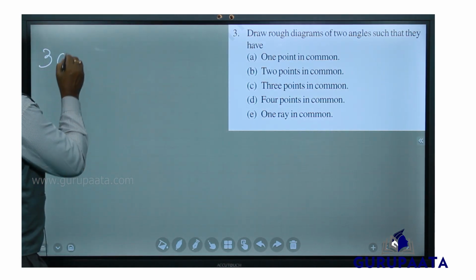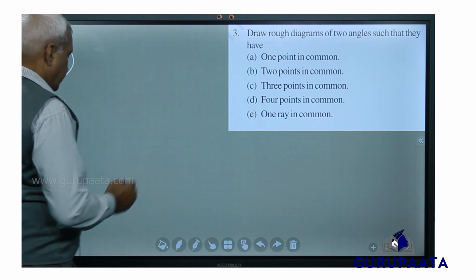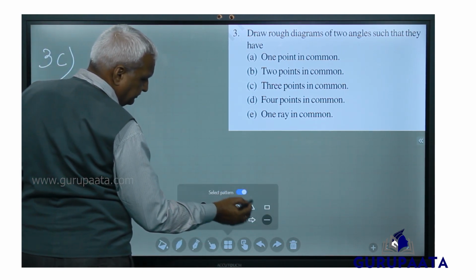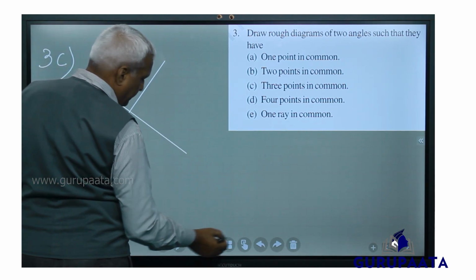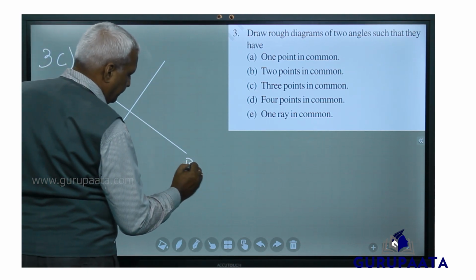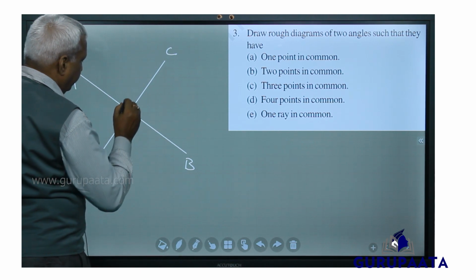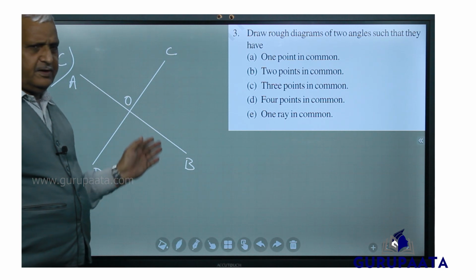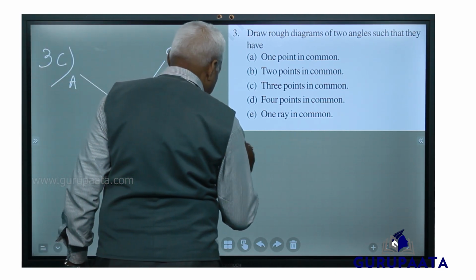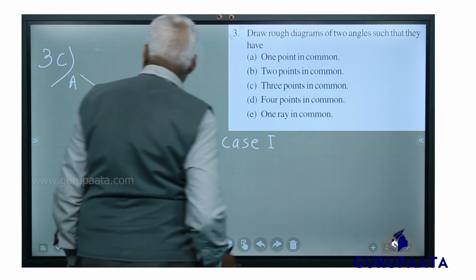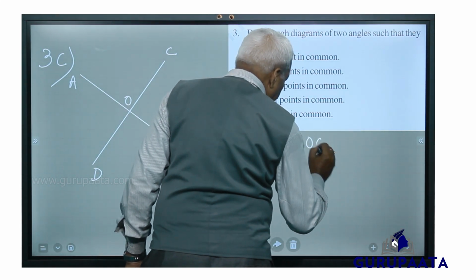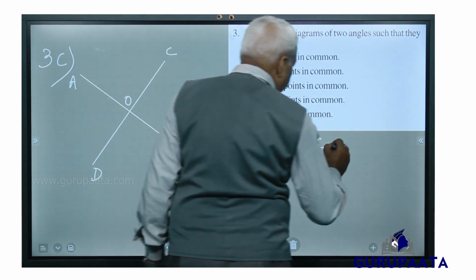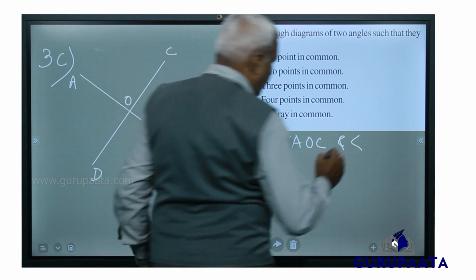Now, we will take the third question, that is question number 3C. Okay, 3 points in common. So, I will draw 2 lines. One line and second line. I will give the name. So, A, B, C and D. The intersection point is O. Now, we will take different cases. The first case, case 1. In case 1, we will take 2 angles AOC and angle DOB.